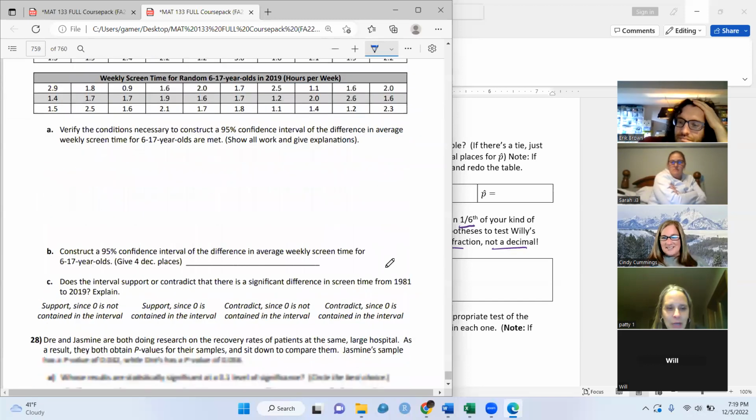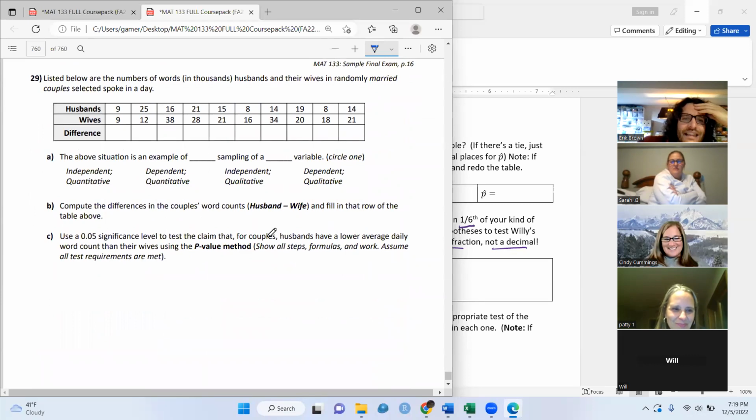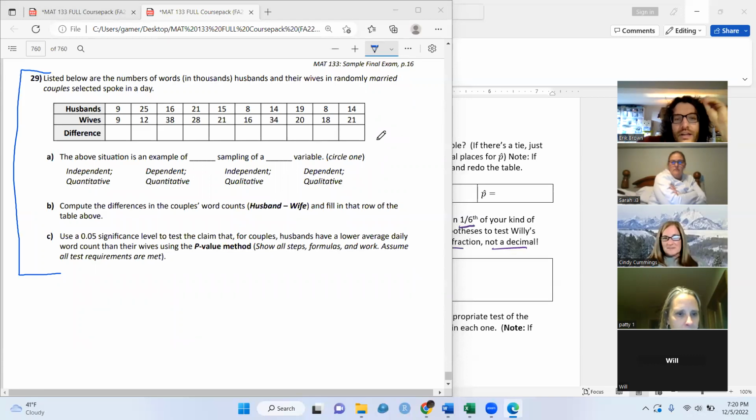Can I just say, this is my most hated question to grade. This is often the type of question that's on the final exam. Don't think that this is guaranteed to be the one. But too many times students see this one and claim it's independent quantitative, and then the entire test is wrong because you're not doing a matched pairs, which is what this is.